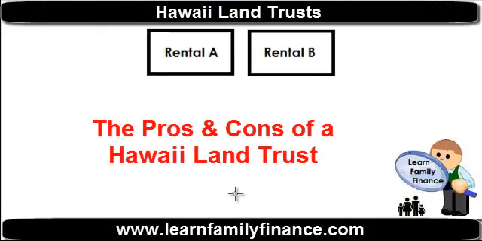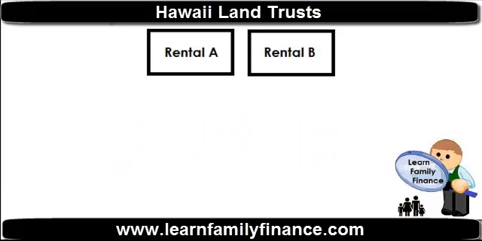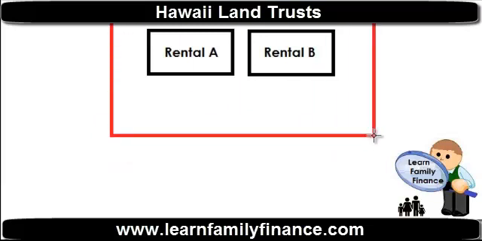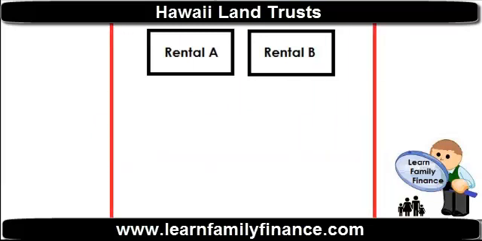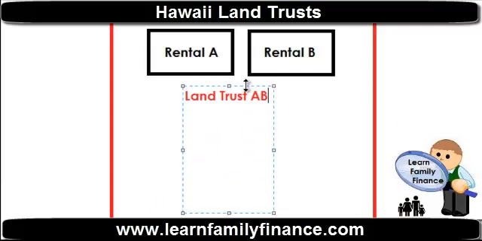So in a land trust, say for instance you have two rentals, rental A and rental B, and these are both inside of a land trust, right? And we'll just call that land trust, for simpler terms, Land Trust AB. Or we could just call it Trust AB, it doesn't matter, but for purposes of this, we'll call it Land Trust AB, okay?